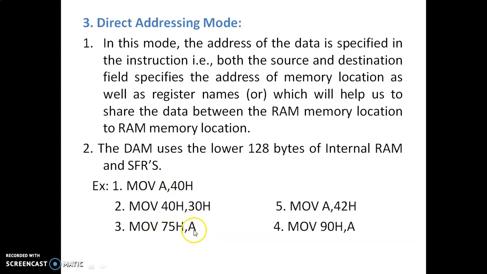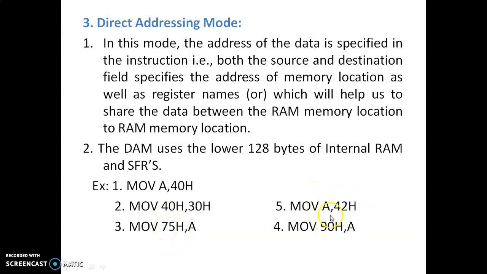Whatever content we have in A, for example, if in A you have data like 45, that 45 will be there in A. At the same time, that 45 will be transferred to the address location 75H. MOV means transferring of data. So it is moving the data from this one to this one. Whenever you move the data, it doesn't delete the data in A. It just keeps a replicate, a copy of that data, in this address location.